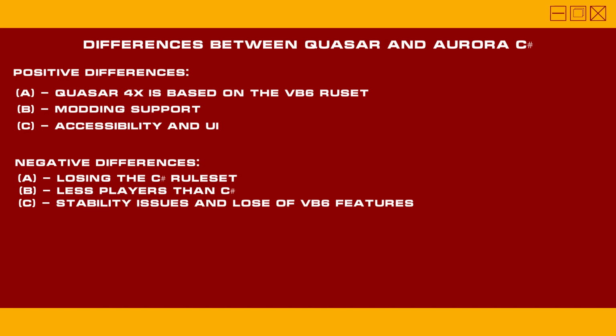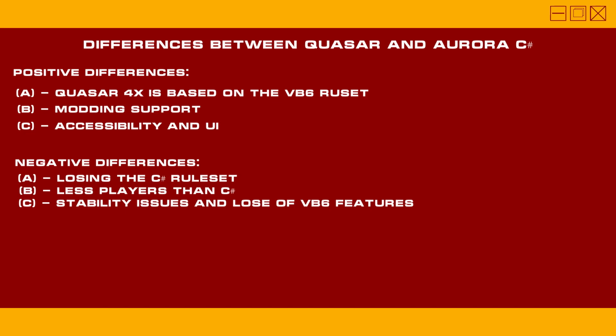Number 2, there are less players than C#. Due to the prevalence and practical replacement of VB6 with C# and the continuous and massive updates over the last nearly 2 years, C# has a much bigger player base than Quasar 4X and VB6. And as such, this can affect especially new players' ability to ask questions and get information as readily from up-to-date tutorials.